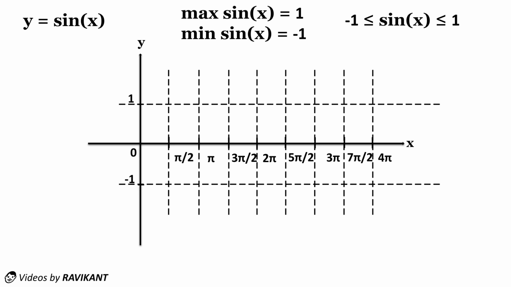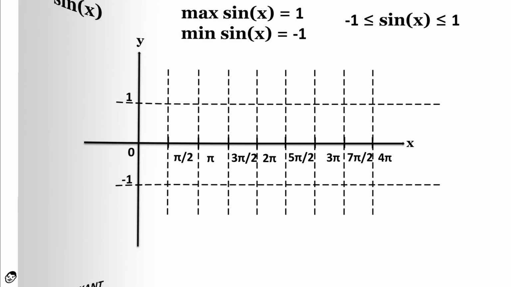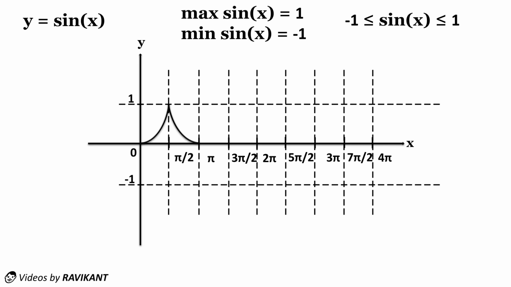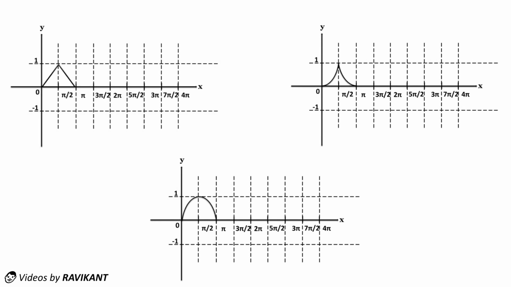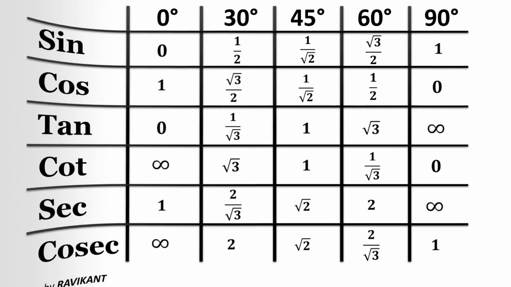Now a question arises: how will the graph look? The graph may look like this graph. The graph also may look like this graph. And the graph also may look like this graph. So these are the three possibilities. Now the question is which graph is correct.